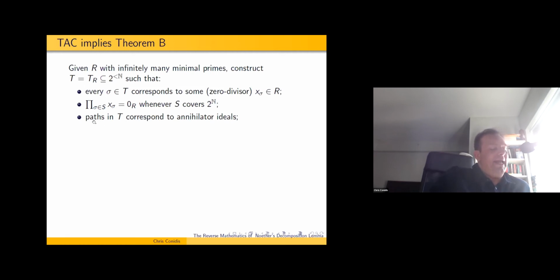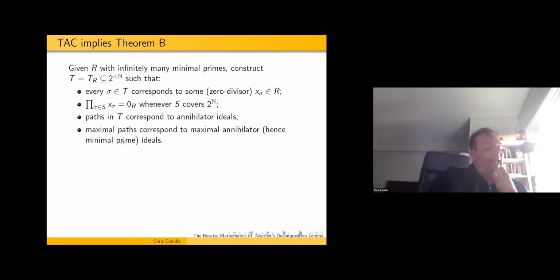And then basically what ends up happening, and here I'm not giving all of the details, is that paths in this tree end up corresponding to annihilator ideals. And maximal paths in this tree correspond to maximal annihilator ideals. It turns out that maximal annihilator ideals in a ring are actually minimal prime ideals. Maximal annihilators correspond to minimal primes, and you can find this theorem in basically every commutative algebra textbook.